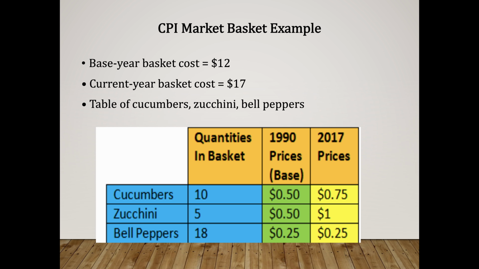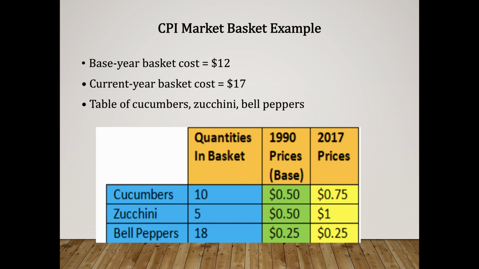Now let's go back to CPI, but this time with a concrete example. Imagine a small market basket with just 3 vegetables: cucumbers, zucchini, bell peppers. For each item, we fix the quantities in the basket. These quantities don't change. What changes are the prices in different years. We have base year as 1990 and current year as 2017. Let's calculate the cost of the basket in 1990 first.